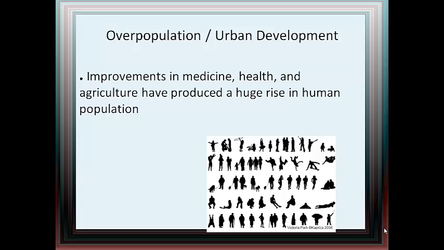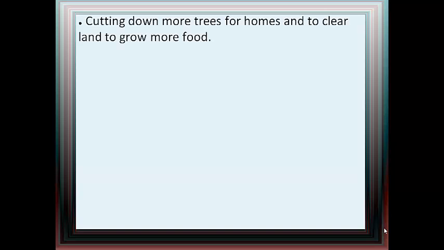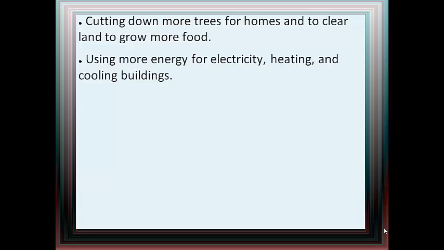Because of improvements in medicine, health, and agriculture, we produced a huge rise in the human population. People are able to live longer. And then because people are living longer, more people require natural resources. As a result, more people, we need to cut down more trees for homes and to clear land to grow more food to sustain the population.